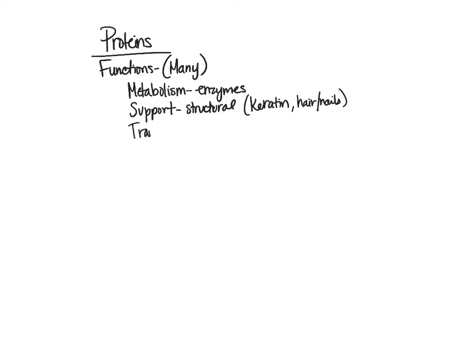Also transport. So we have proteins in our plasma membranes that make channels. Channels are carrier proteins. And these are going to allow different molecules to move in and out of our cells. So they're useful for transport, for moving things between things.